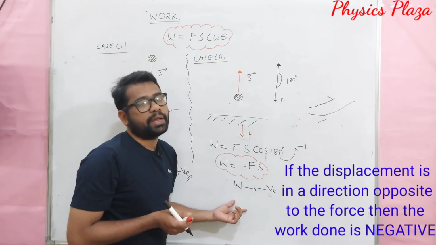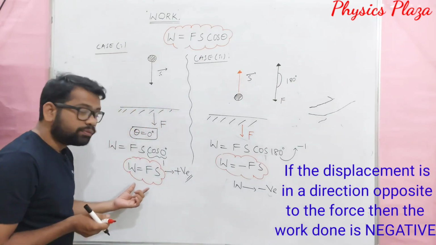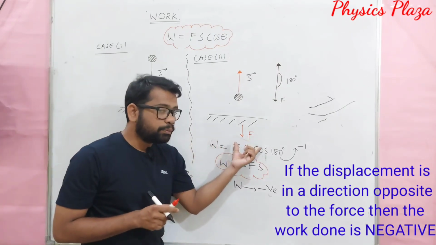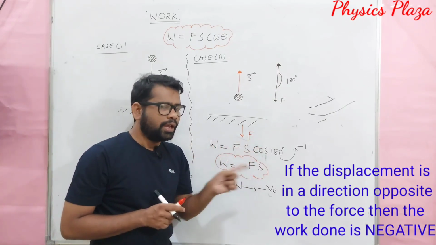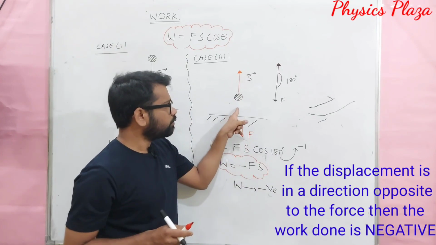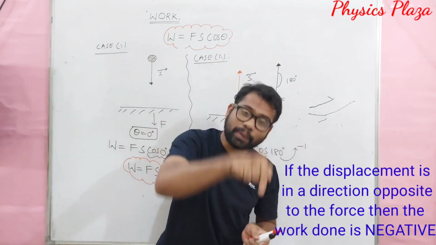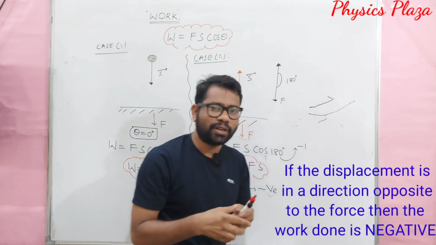Children, in the earlier case, the work done by the gravitational force is positive. In this case, the work done by the gravitational force is negative. Actually, children, you may get one doubt. Sir, who is throwing it vertically upwards? Of course, some person is throwing. Then what is the work done by that person? Yes, children, it's a very good point.